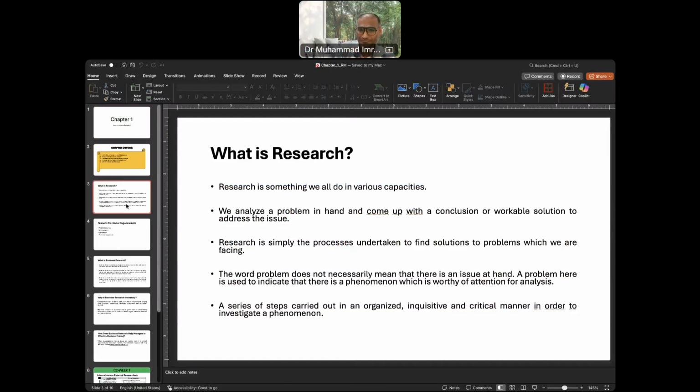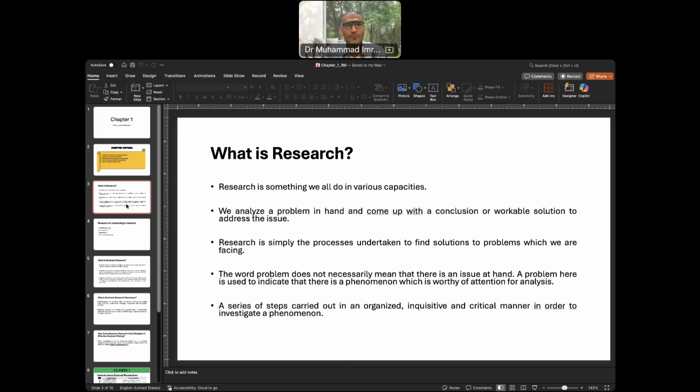Point number 2 and 3, the same, by the way: finding the solution of the problems. Okay, maybe we are facing any problem, so how to solve that problem? The method, the procedures we use to solve that problem is called the research.